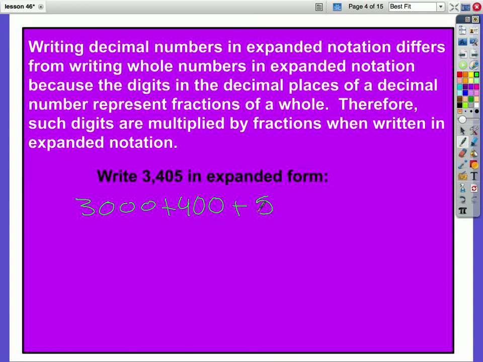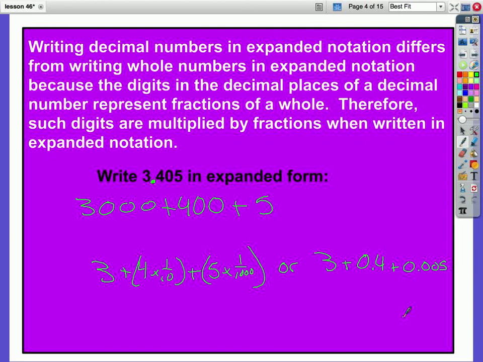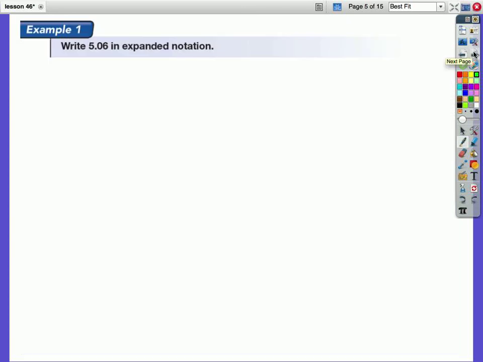When we have decimals, let's pretend that this is a decimal point here. We could write 3 plus, I could either do 4 times 1/10, plus 5 times 1/1,000. Or I could write 3 plus 0.4 plus 0.005. Either this way or that way works. We can either use fractions or we can use decimals.